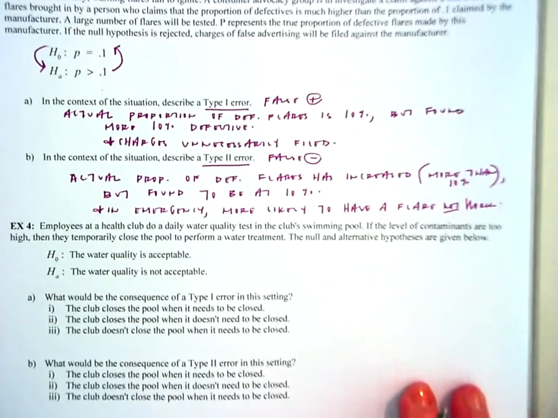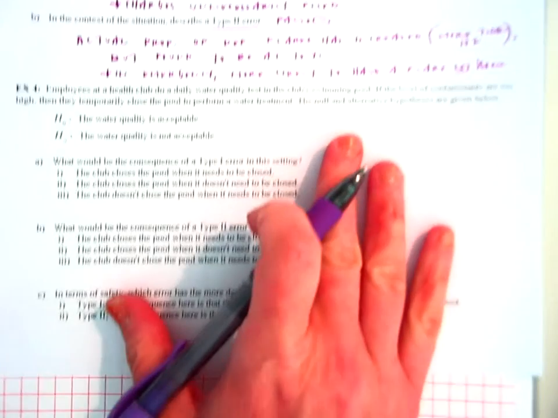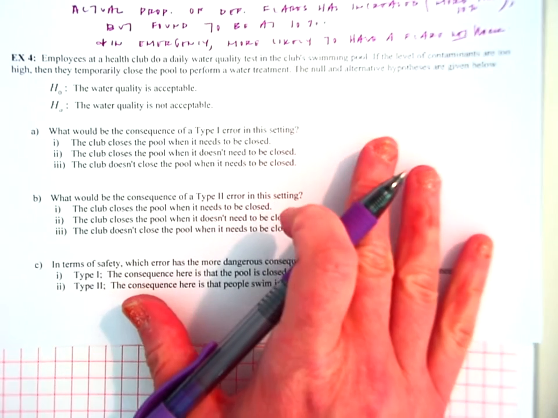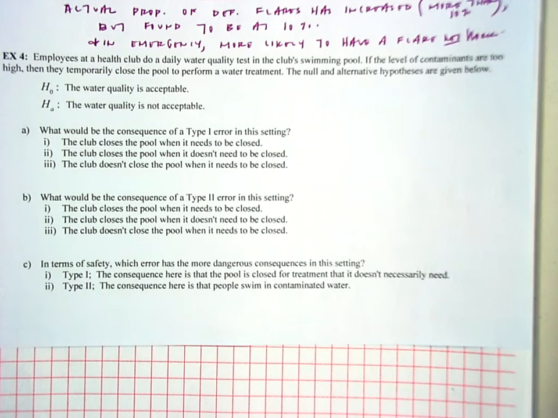All right, lastly, example 4. I want you guys to actually try these on your own. I'll read through it, of course, as always, but I want you to do your best to answer the questions. Employees at a health club do a water quality test in the club's swimming pool. If the level of contaminants are too high, then they temporarily close the pool to perform a water treatment. The null and alternative hypotheses are given below.